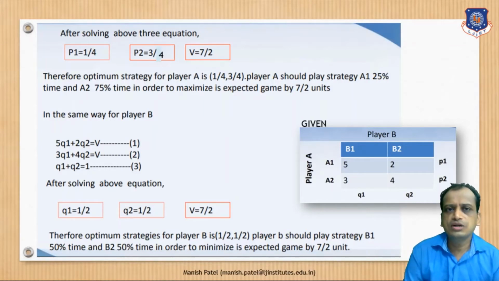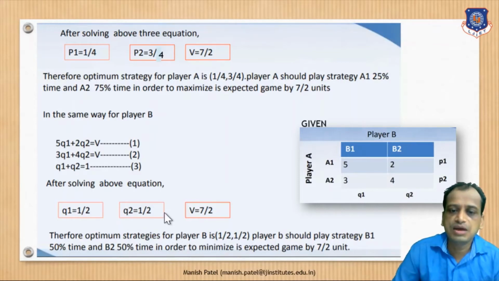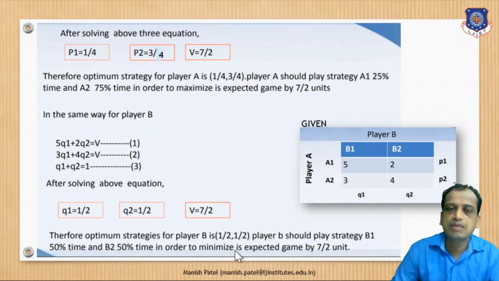So what is q1, q2 and the value of the game? q1 has come out to be 1 by 2, q2 has come out to be 1 by 2, and the value of the game is 7 by 2. So what is the strategy for player B? 1 by 2, 1 by 2 again, so that it will minimize the expected game by 7 by 2.